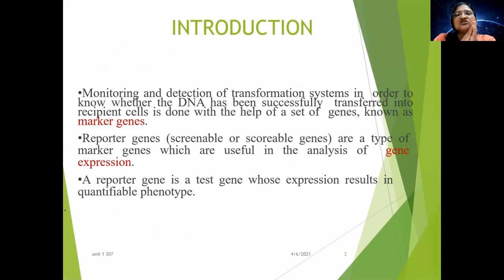Monitoring and detection of a transformation system, in order to know whether the gene has been successfully transferred into the recipient cells, is done with the help of genes known as marker genes. Means what? Reporter genes are one type of marker genes which give an indication whether the transformation we have done has been successfully done or not.